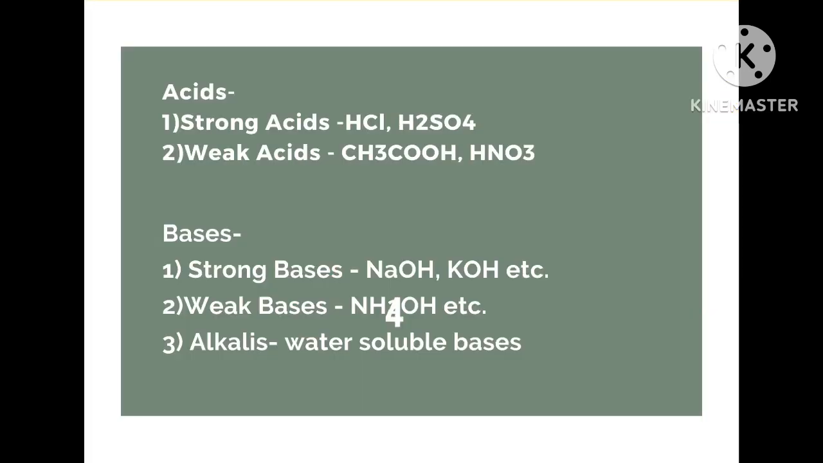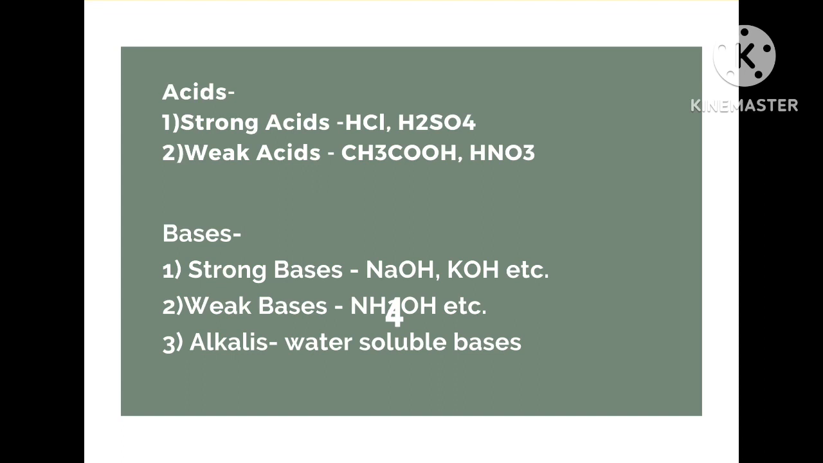Next, we are going to discuss about strong and weak acids and bases. Any acid is a strong acid when it has a capacity to give more hydrogen ions in water. And any base can be a strong base when it gives more quantity of OH negative ions in water. Examples of strong acids are hydrochloric acid and sulfuric acid, and weak acids are acetic acid and nitric acid. Similarly, examples of strong bases are sodium hydroxide and potassium hydroxide, and weak bases are ammonium hydroxide.